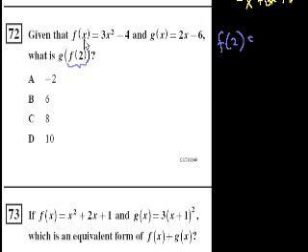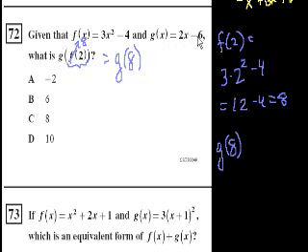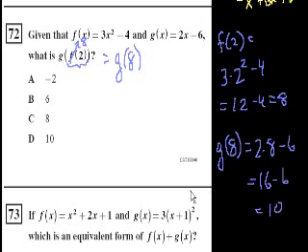F of 2. Wherever you see an x, you replace it with a 2. So that equals 3 times 2 squared minus 4. 2 squared is 4, times 3 is 12, minus 4 is equal to 8. So f of 2 is equal to 8. So g of f of 2 is equal to g of 8. Right? And what's g of 8? G of 8, everywhere you see an x, just pop in an 8, is equal to 2 times 8 minus 6, which is equal to 16 minus 6, which is equal to 10. Choice D.